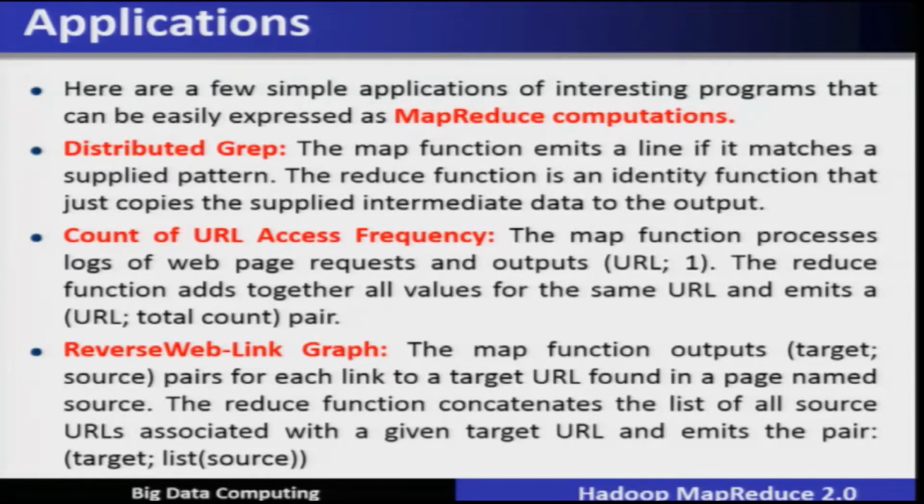Here the map function emits a line if it matches a supplied pattern. For example, if a document is given and we have supplied one pattern, all the lines in that document where the pattern appears will be emitted, and the reduce function becomes an identity function that just copies the supplied intermediate values to the output. That is called distributed grep.